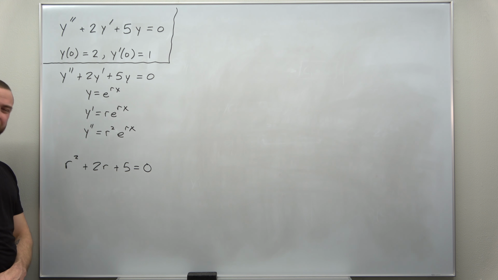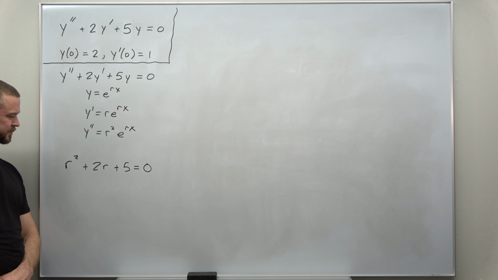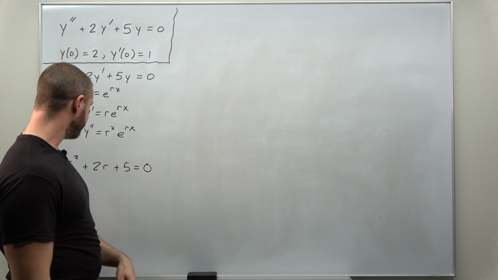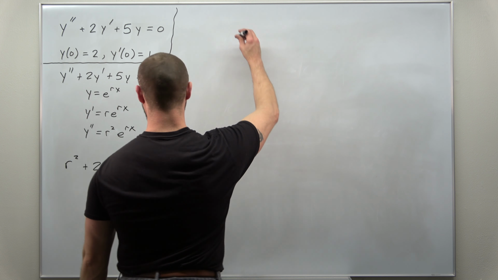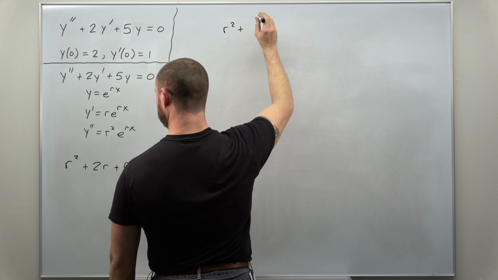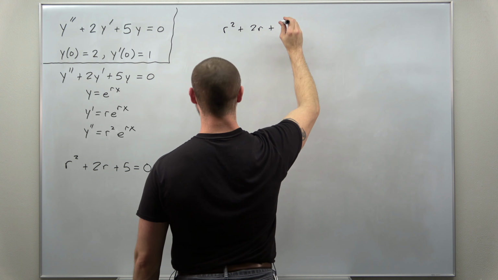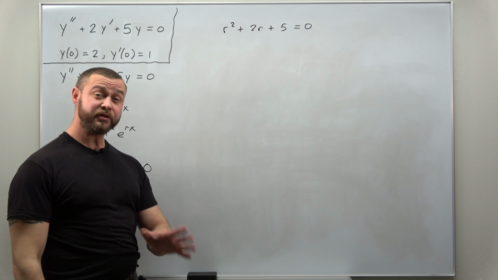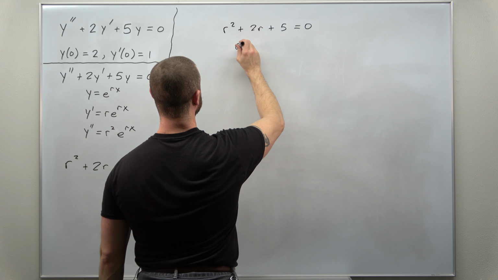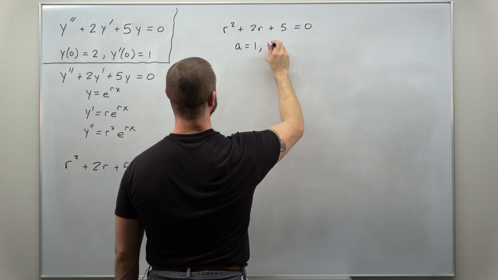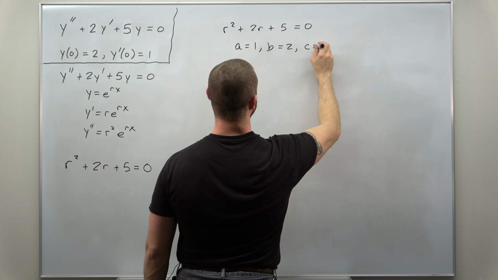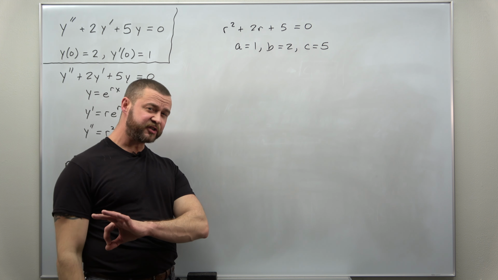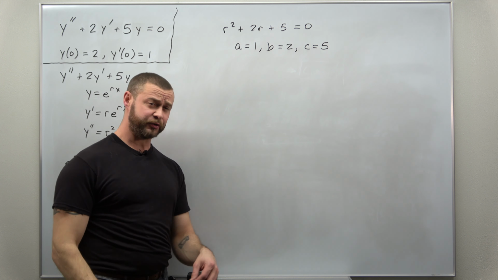And I'm looking at that one, and I don't think that one easily factors. So what can we do with that? Quadratic formula. So let's go ahead and crank that out. We have r squared plus 2r plus 5 equals 0. And just to identify your coefficients for the quadratic formula, our value of a is 1, value of b is 2, and value of c is 5. The only difference is instead of getting x as your solution, we're getting r as our solution here.